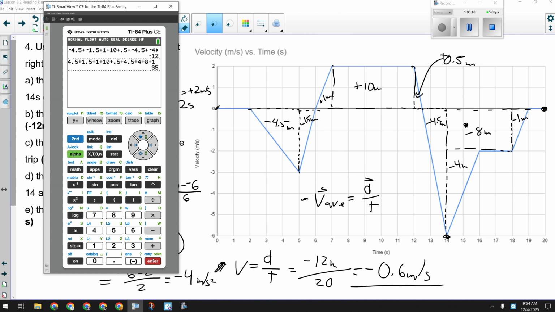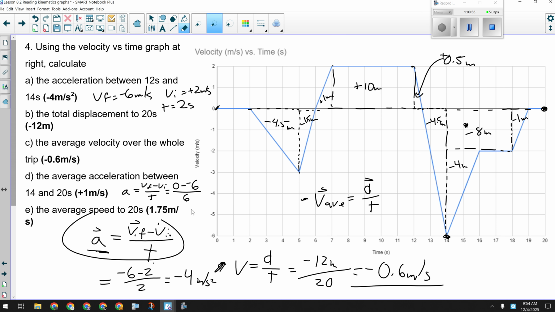Did I do that right? 35? So 35 meters is my total distance. Total time, 20 seconds. V equals D over T, 35 over 20, should give us 1.75 meters per second. So lots of applications of all the stuff we've been doing over the last little while, and that's what you're going to find. It doesn't matter what graph we're dealing with, there's really about 3 or 4 formulas that apply.